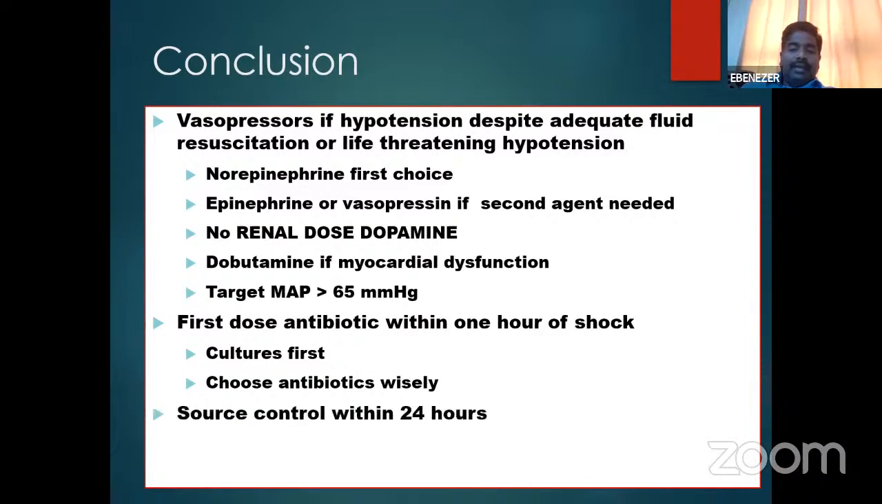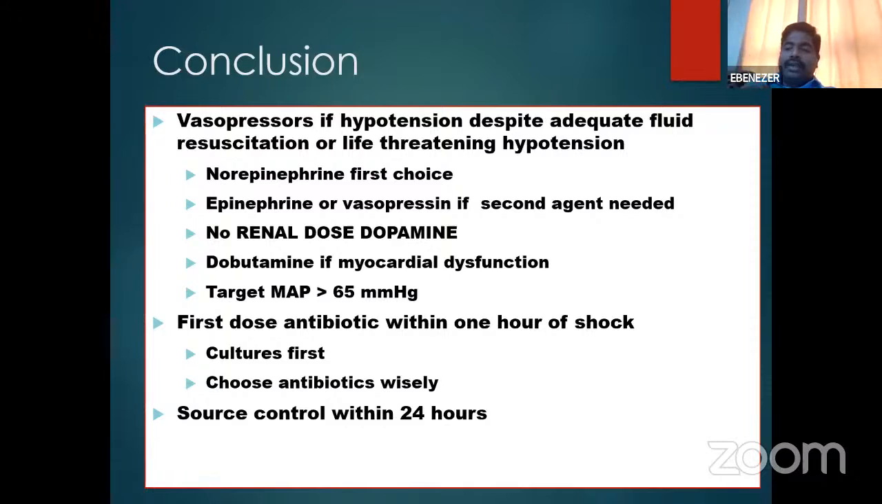Give the first dose of antibiotic as early as possible, within 1 hour of shock. Please do cultures first. Don't delay cultures. Try to take the cultures as early as possible. Whenever you're doing cultures, 2 sets or 3 sets of culture are needed, so there should be either 4 bottles or 6 bottles in total, 2 bottles of aerobic and 2 bottles of anaerobic, and each bottle should contain 10 ml of blood. If you take 40 ml of blood and give it, you will get some growth. There is no use in taking 5 ml, 6 ml, or 7 ml of blood.